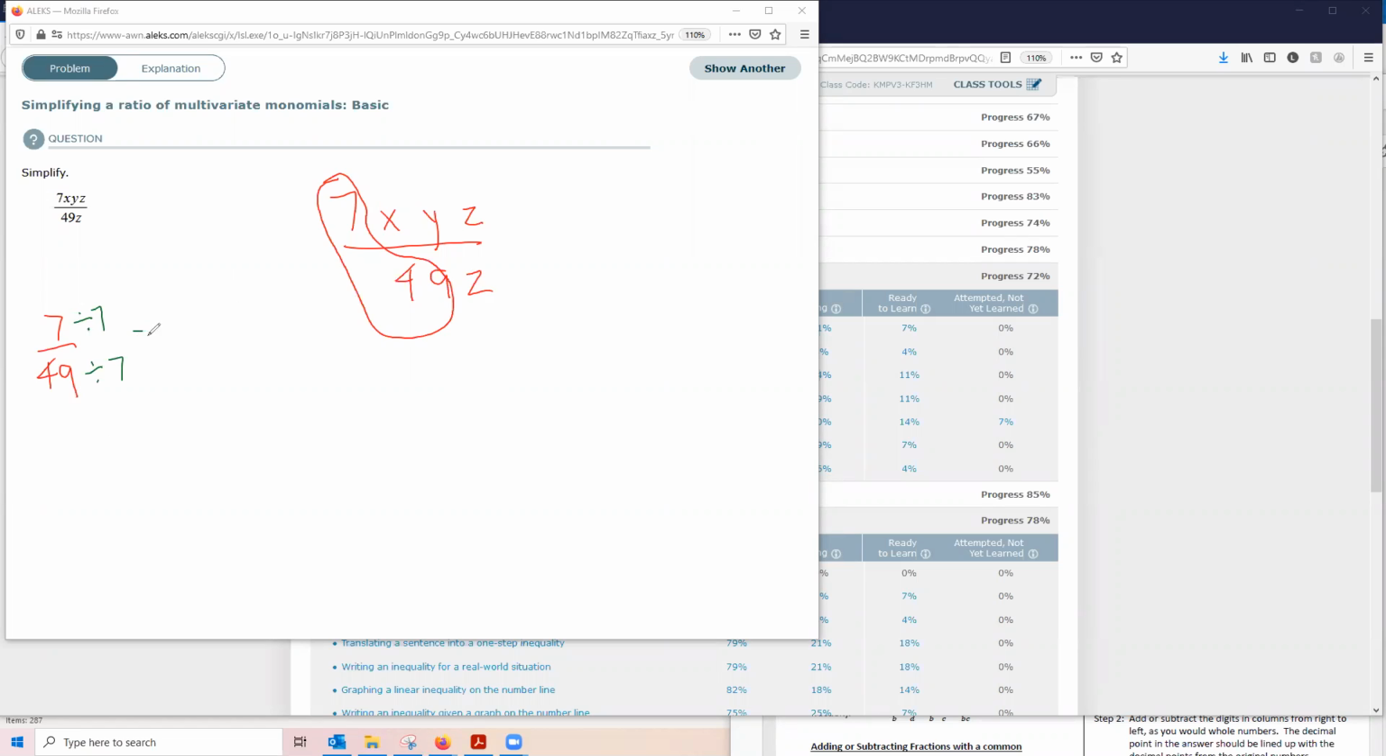Well, if I do that, I'm going to end up with 7 divided by 7. That's a 1 on top. 49 divided by 7 is 7 on the bottom. So the numeric part of this works out to be 1 over 7.